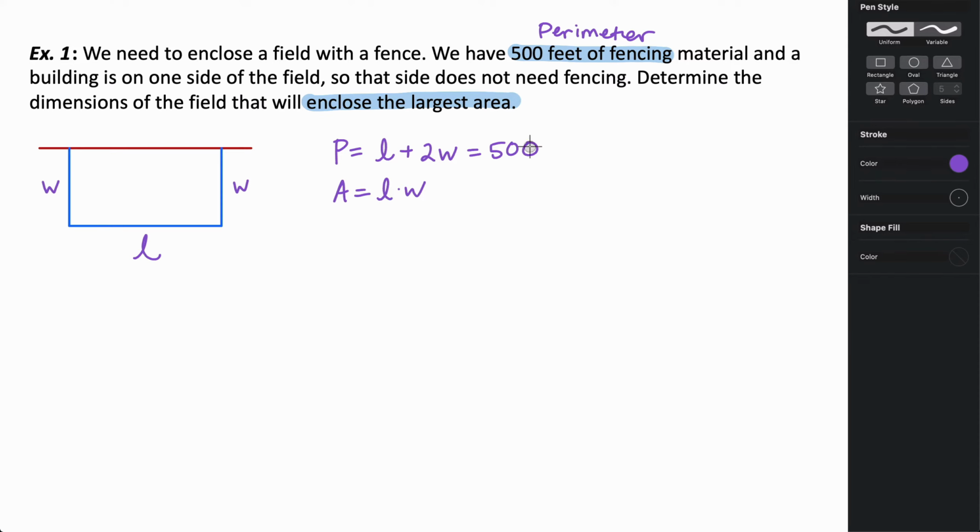If I isolate L, this tells me that my length is going to equal 500 minus 2W. So I can substitute this in for L to now have my area as a function of W. My area as a function of W will be 500 minus 2W times W, which if we expand this out would be 500W minus 2W squared.